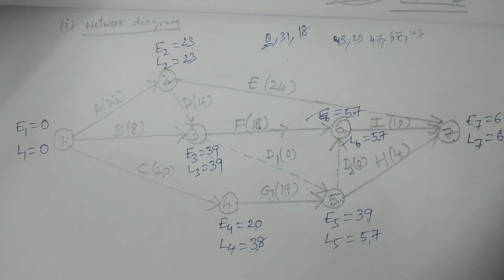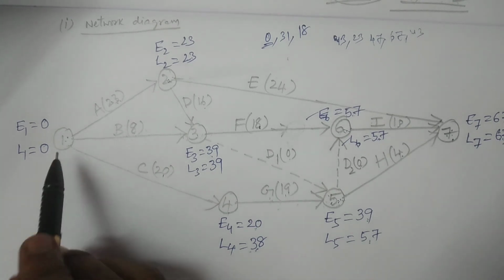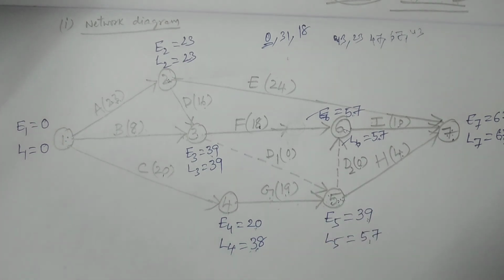So from this particular network diagram, we have calculated the forward pass calculations and backward pass calculations. From the backward pass, we have calculated L values from the 7th event to the first event, by taking the minimum values of Lj minus Dij. Li is equal to minimum of Lj minus Dij. So this is the procedure of calculating the backward pass and forward pass.